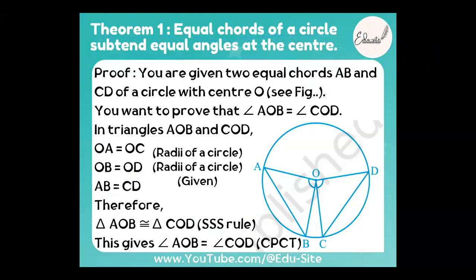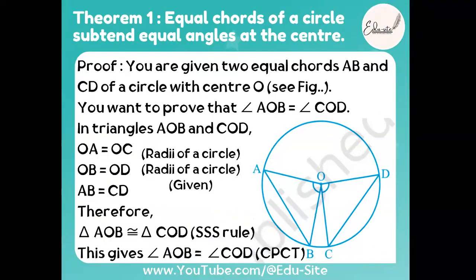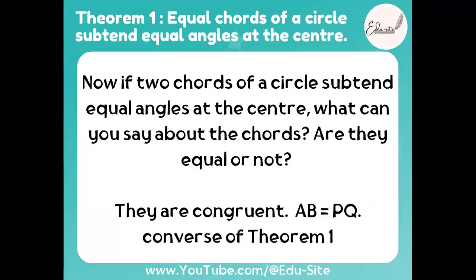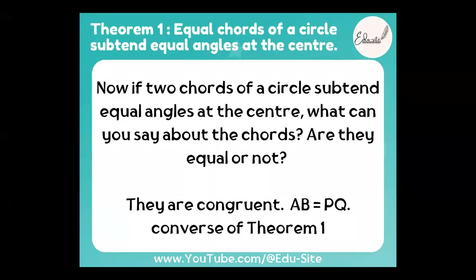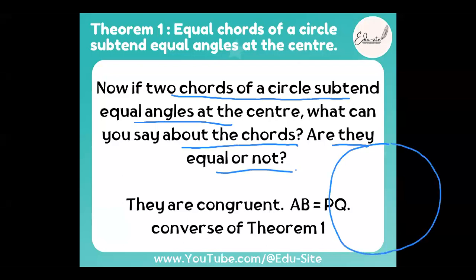Understood? Any doubts in this? No. Okay, mashallah. So we'll see the next statement, theorem number 2. Before going to theorem number 2, now just consider: if two chords of a circle subtend equal angles at the center, what can you say about the chords? Are they equal or not? For example, if in a circle you have equal angles here and here, do you think that these chords that are here are equal?